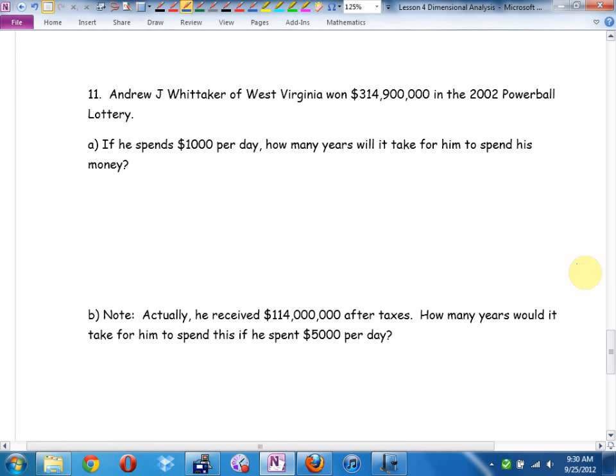Now turn the page. Let's have some fun. According to Wikipedia, although I haven't checked in the last 2 years, maybe there's been a bigger Powerball prize since then. When I first made this up 2 years ago, this was the largest ever lottery winnings. In 2002, Andrew J. Whitaker won $314,900,000. That's a chunk of change.